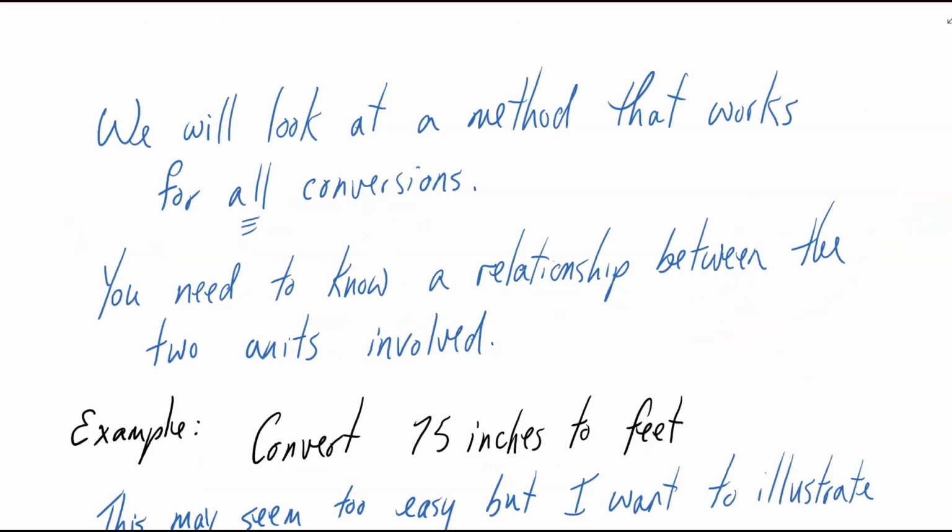So we're going to look at a method that works for all conversions. You need to know the relationship between the two units involved, and then this method will work all the time. Now, I'm not saying that for every conversion you're going to need to go through this full process, but if you are unsure about whether you are to divide by a value or multiply by a value, then this method will solve that dilemma for you. So let me show you the method.